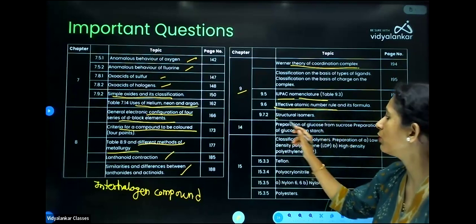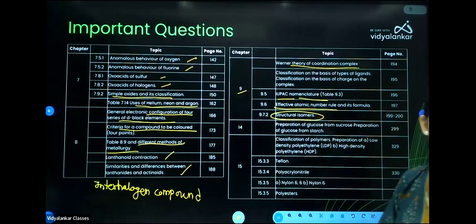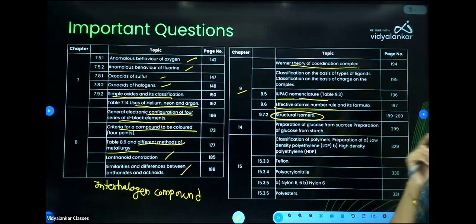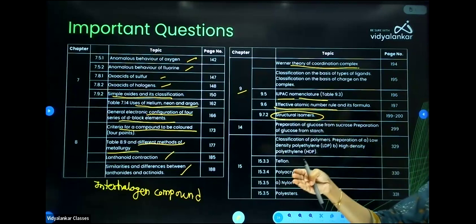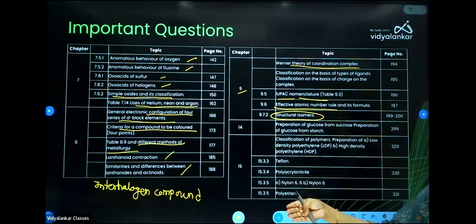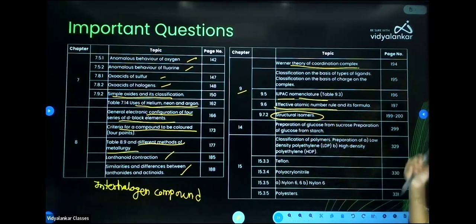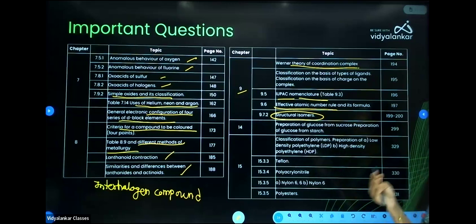Then structural isomerism under the types of isomerism is very important. If you find it difficult to cope with all the types of isomerism given in the chapter, at least go with structural isomerism. A question can be asked like writing a short note, or identifying which type of isomerism is present in the given formula, in the given complex. Okay, this is about chapter number 9.